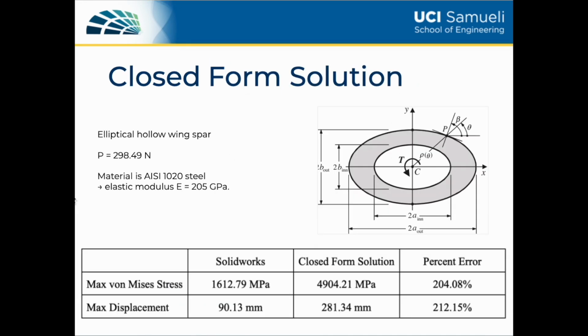For the closed form solution, we used the elliptical hollow wing spar, and this solution gave a value of 200% error compared to the SolidWorks simulations. The wing spar experiences large displacements, so running a large displacement static study would help decrease the percent error.